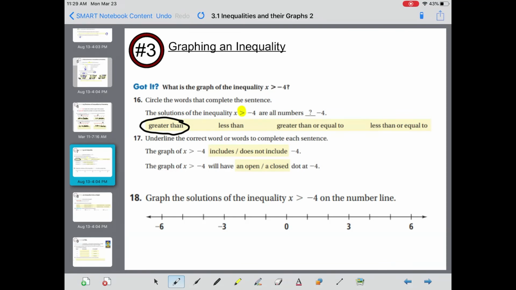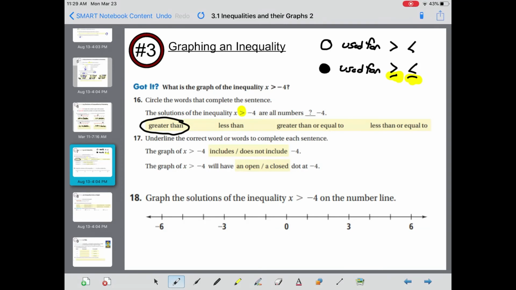Well, that's the trick, and copy down these notes here. An open circle is going to be used for greater than and less than. A closed circle is going to be used for greater than or equal to and less than or equal to. That's because you're going to include that point on the graph because it's or equals to. This is the reason. Or equals to.